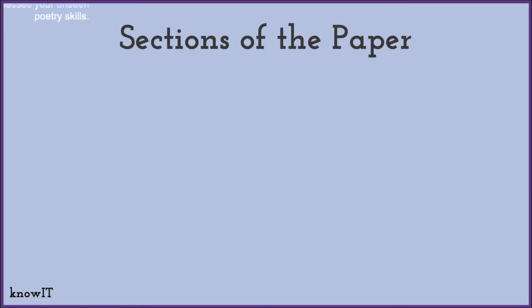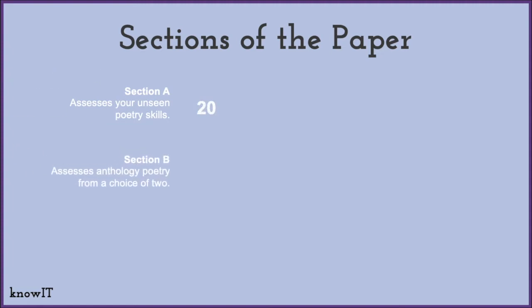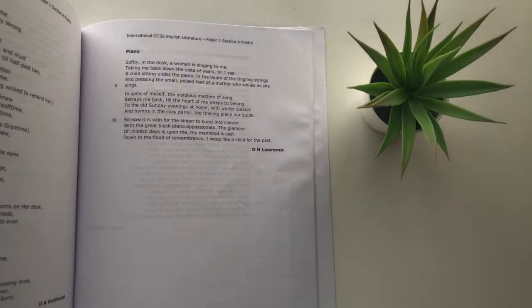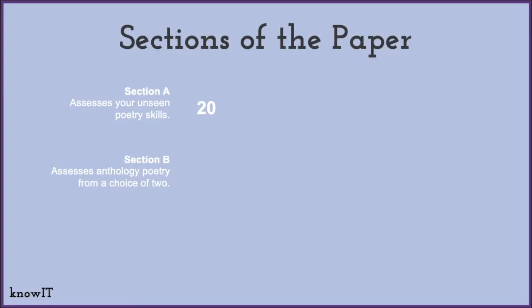So first of all, there is section A. This one assesses your unseen poetry skills, and it's for 20 marks. Then comes section B, which assesses anthology poetry from a choice of 2. So anthology poetry is this book over here, which consists of 16 to 20 different poems. And so you have to assess anthology poetry from a choice of 2 questions. That's section B, and it's for 30 marks, slightly more than the first section, as you can see.